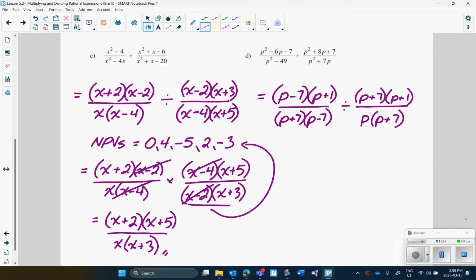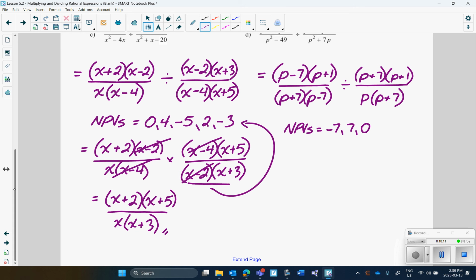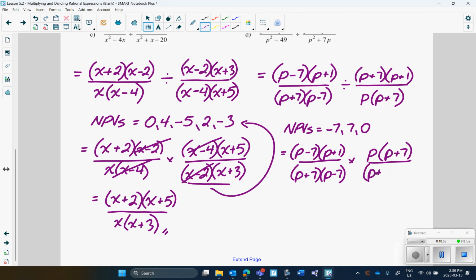So now I start my NPV list, which so far is -7, +7, and 0. Flip, add to my NPVs if I need to, and then reduce to get the final answer. So p minus 7 times p plus 1, p plus 7 times p minus 7, and now I change it to multiplication and flip. Looks like I'm going to get one new NPV, and that's -1.